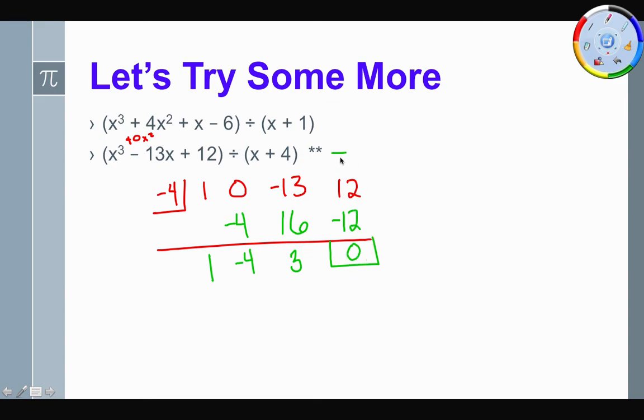That means my final answer is just the polynomial, which means x plus 4 is a factor of this cubic, and its other factor is x squared, because there's only one, minus 4x plus 3 with no remainder, so that's our final answer.